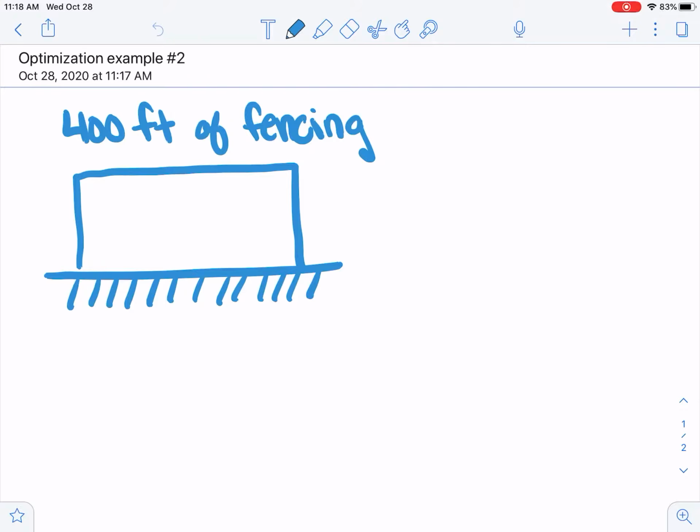All right, so here we are with our fencing. We have 400 feet of material. One side of the fence is up against a wall, and so we have three other sides. We were told to make a rectangular enclosure. So that's our situation. We want a maximum area. What shape should we build in order to maximize the area enclosed by this fence?